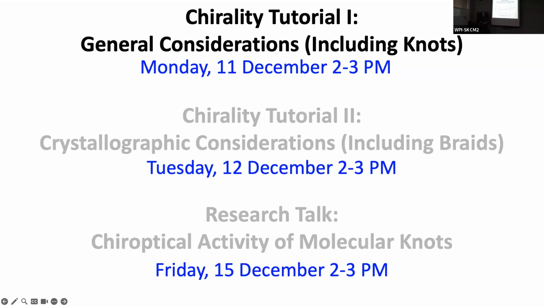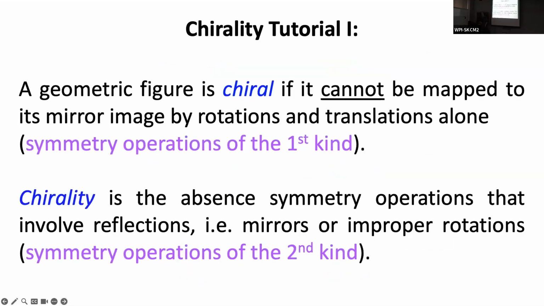And we ought to begin such a tutorial with the definition. And the definition is this: a geometrical figure is chiral if it cannot be mapped to its mirror image by rotations or translations by themselves. These are called symmetry operations of the first kind. And chirality is the absence of symmetry operations that involve reflection, mirrors, or improper rotations that combine rotations and reflections. And we call these symmetry operations of the second kind.